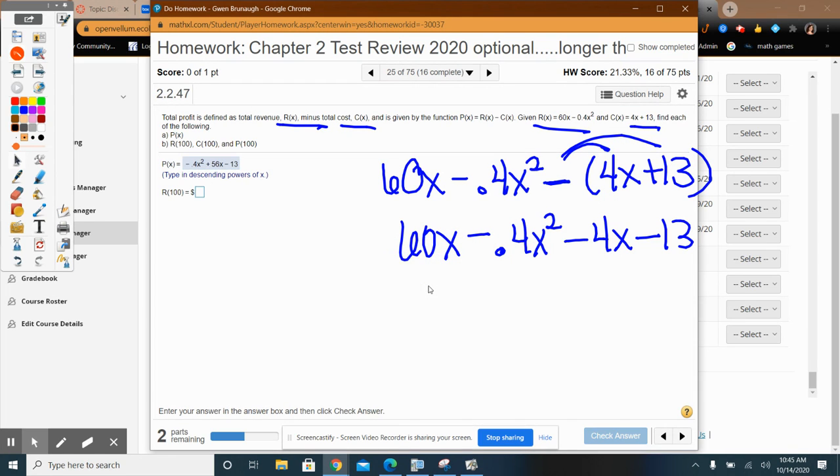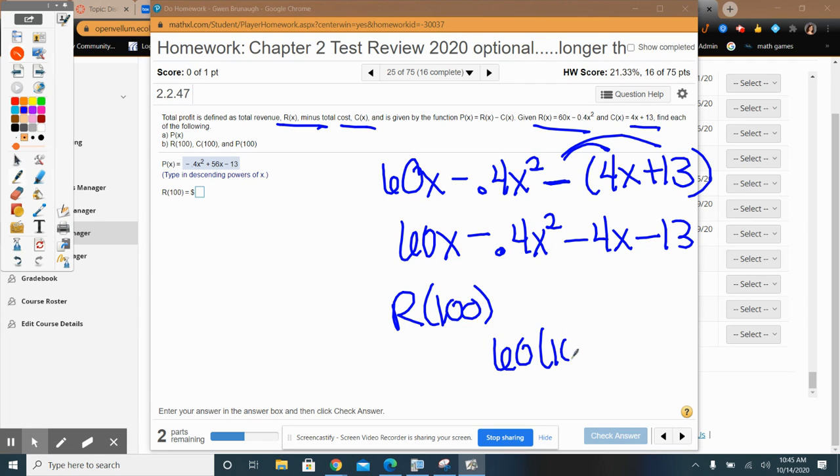Okay, so they want to know what the revenue is for $100. We'll go to function R and plug in 100. So that's just 60 times 100 minus 0.4 times 100 squared. So I'm just going to type that in my calculator. I'm not switching over because it takes me a little bit long to do that. But 60 times 100 minus 0.4 parentheses 100 squared, and I get 2,000 after I type that in my calculator.